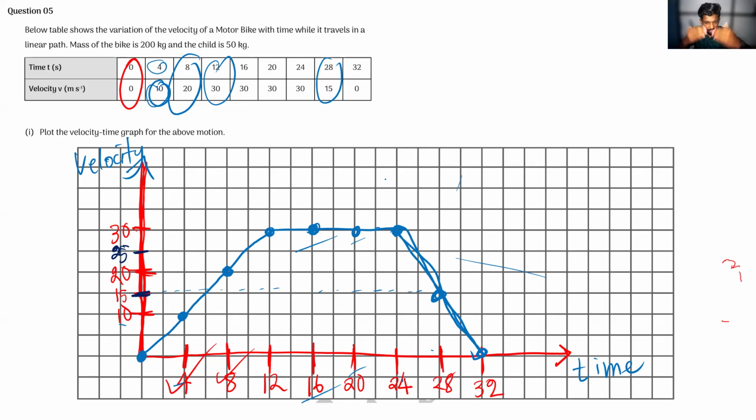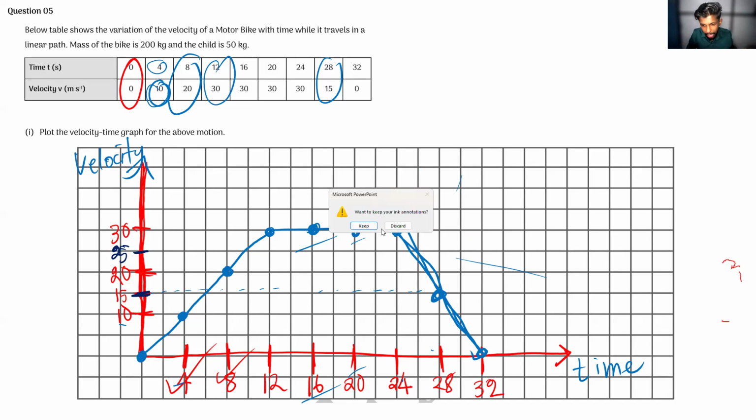Now, take a screenshot of this graph because it will be needed to do the remaining part of the question. Take a screenshot.